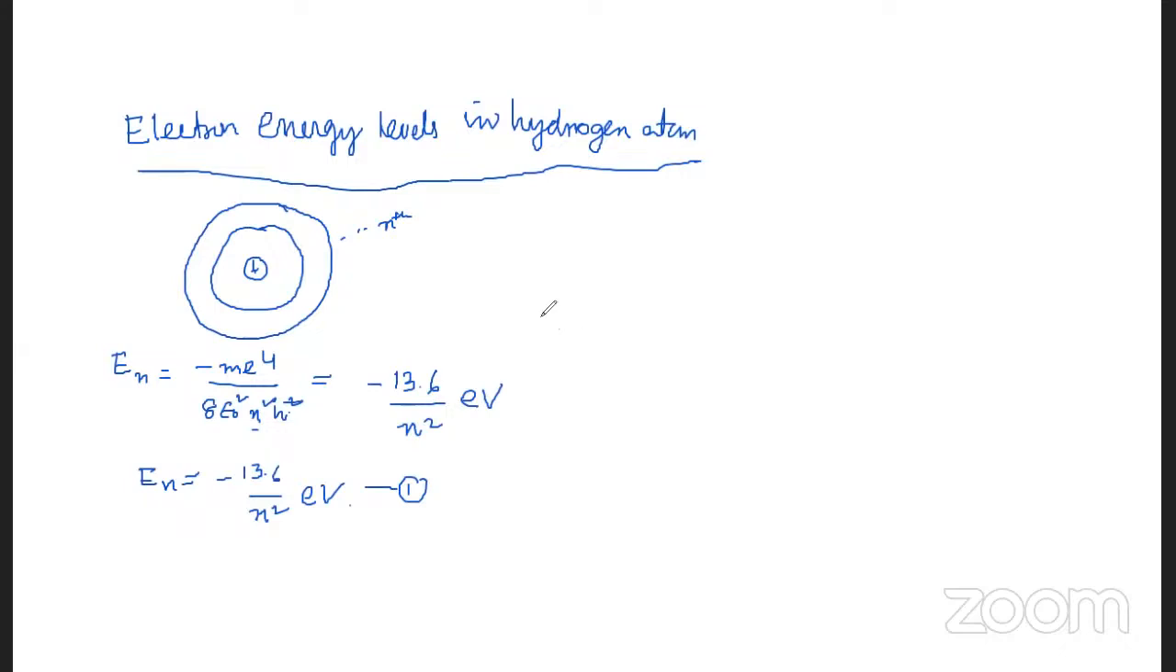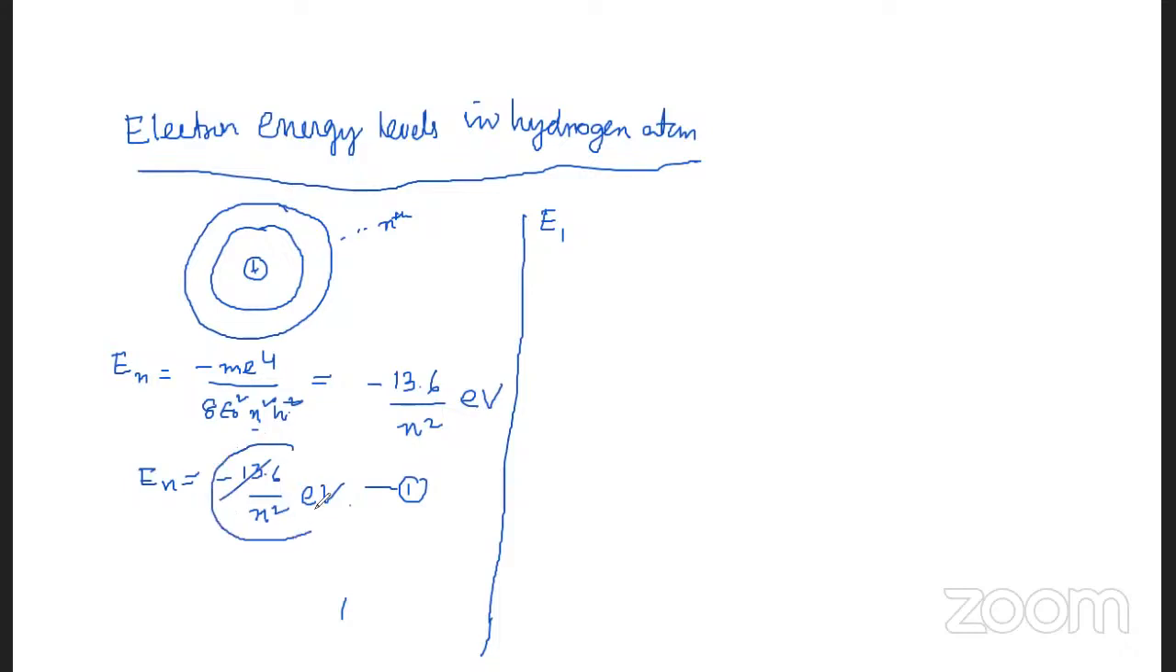So if you see here, the value of En for different levels: suppose you take the first energy level, which is E1, then we simply substitute n equals 1 in this case.